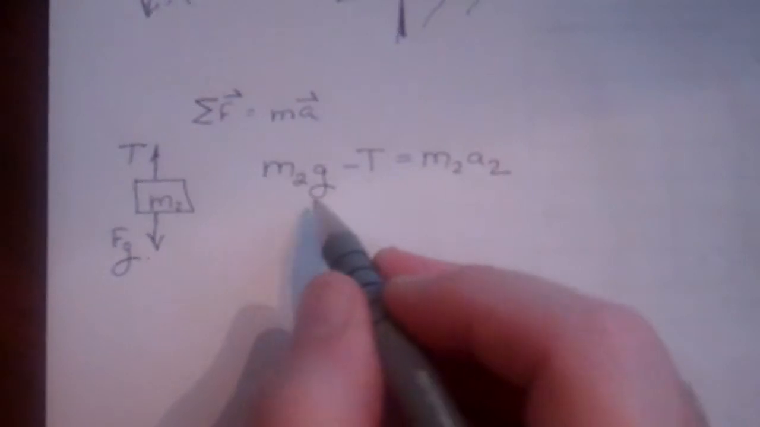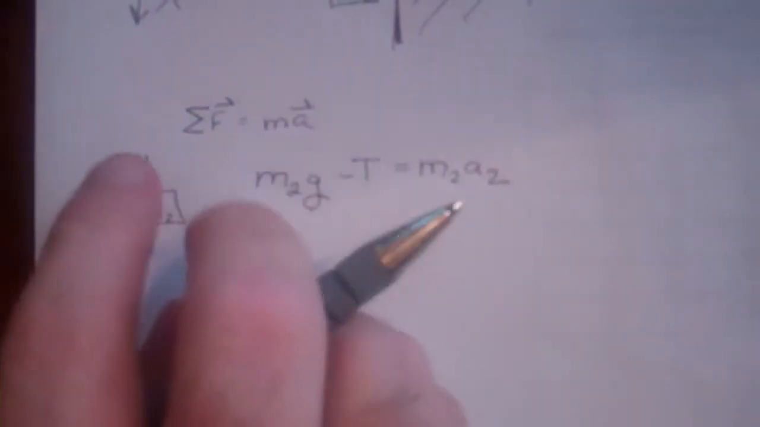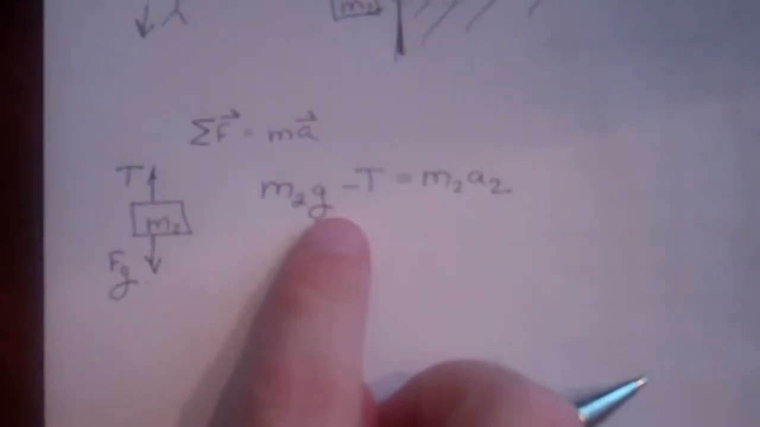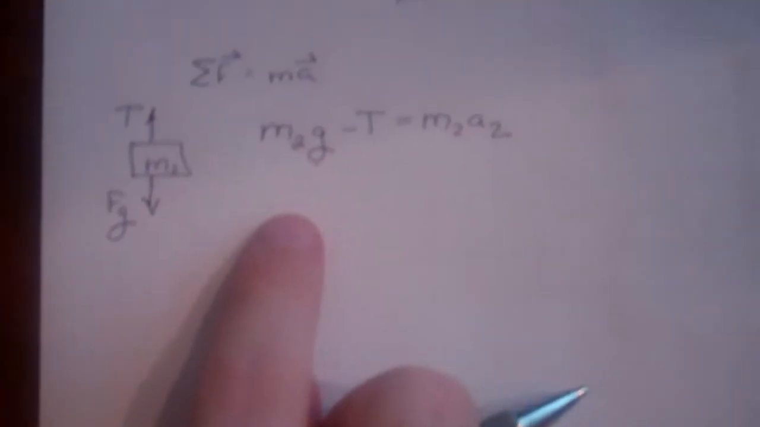Why isn't it T minus mg? Well, we know that the gravitational force is going to be heavier than the tension, otherwise it would go up. Not heavier, higher. So we want to keep it so that this is going to be positive, this is going to be positive, they're both going that way. Okay? Makes sense? I think it does.